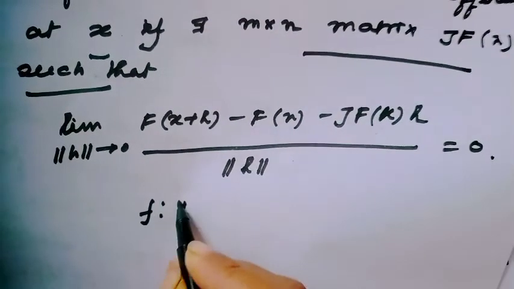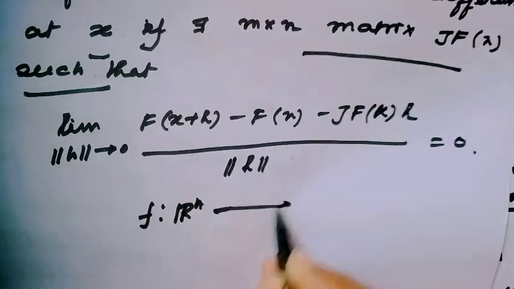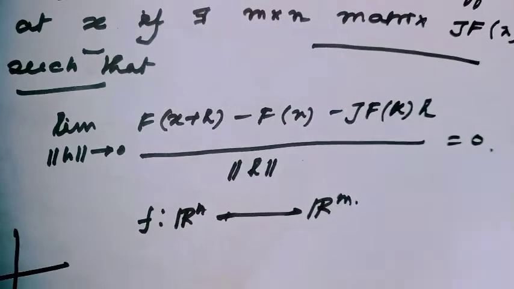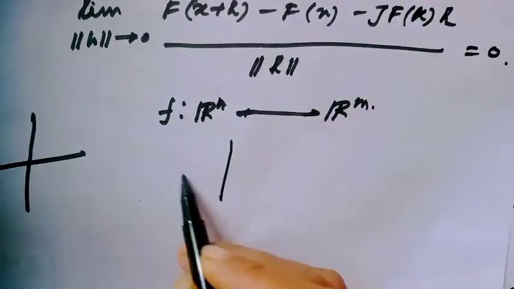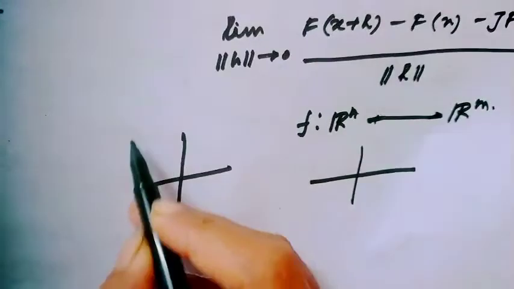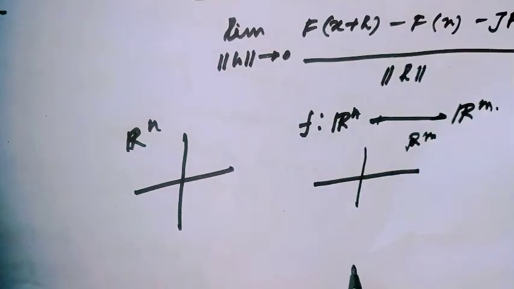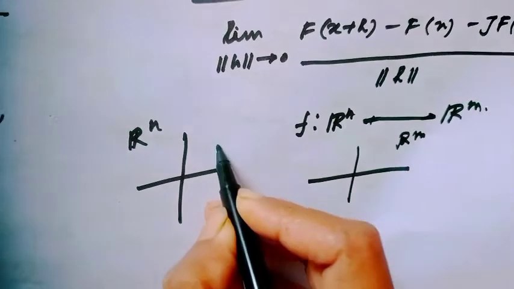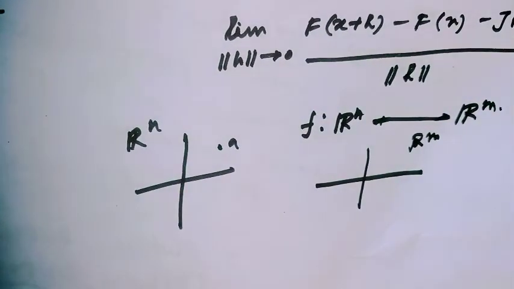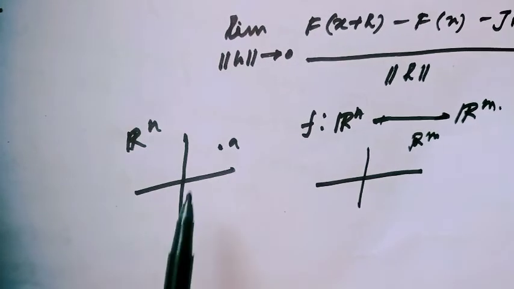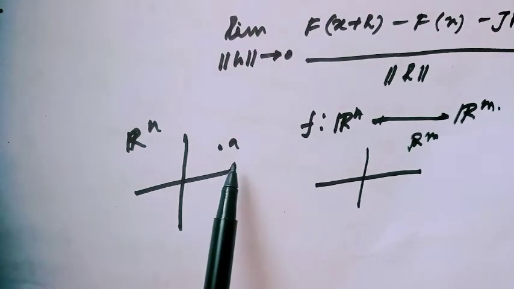Consider small f to be a function from Rn to Rm. This is Rn and this is Rm. Consider an arbitrary vector a in Rn. Now I want to see that f is differentiable at the point small a, that means at this vector small a.